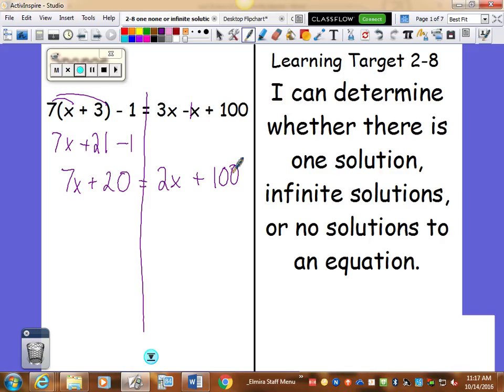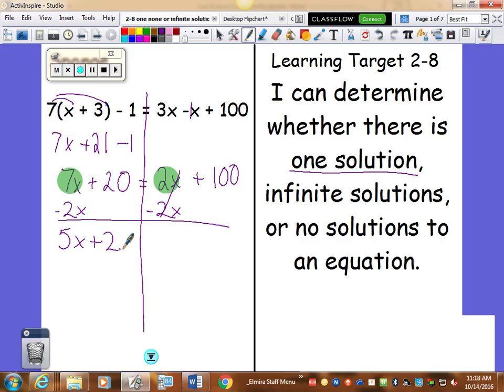Alright, now this is the point on tonight's homework when you're going to stop and look. And you're going to see 2x and 7x. Those are different. And at that point, you can say, alright, there's going to be one solution, and you will continue to solve, just like we've been doing. This is nothing new. The problems we have been doing with one solution are what we've done all along.